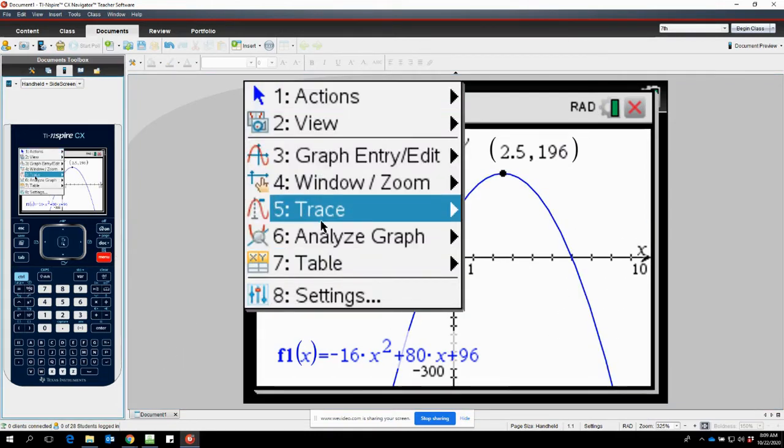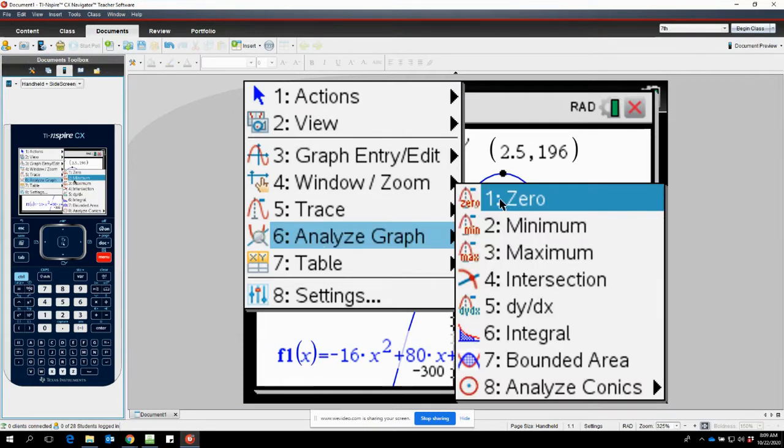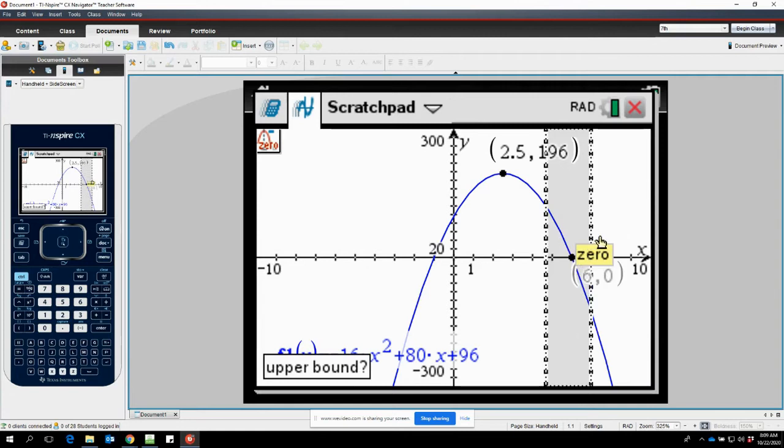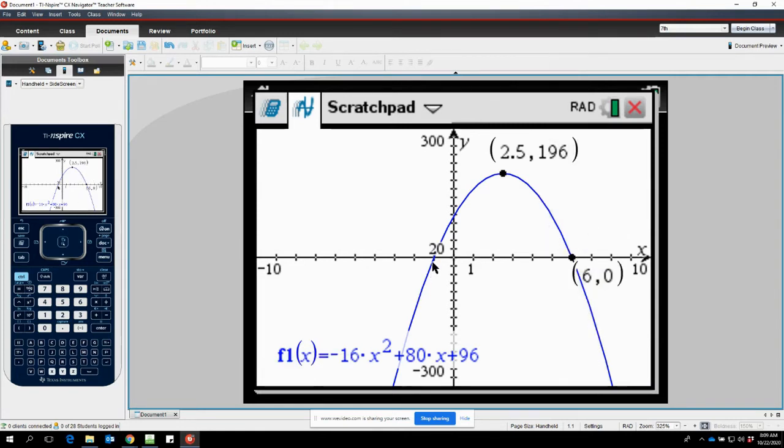Menu, analyze graph, 0. So left of the 0 and right of the 0. The other 0 over here is negative. X can't be negative in terms of time, so I'm not going to worry about that one.